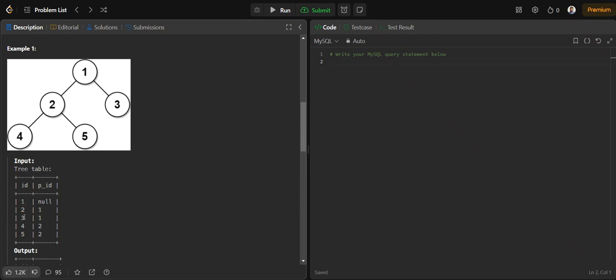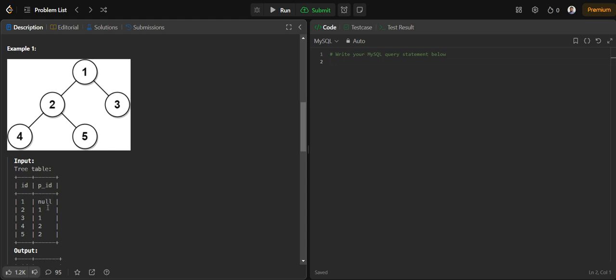Okay, and those IDs which are not present in the PID column, that means these IDs are not parent to any IDs. That is simply a leaf. Okay, so I hope you have understood the problem.